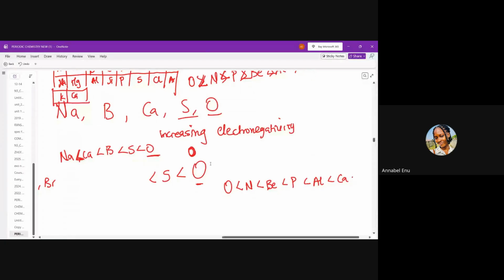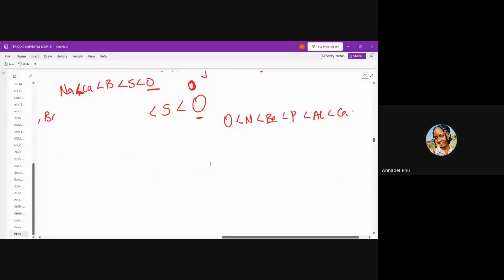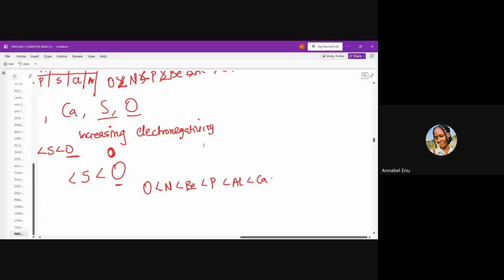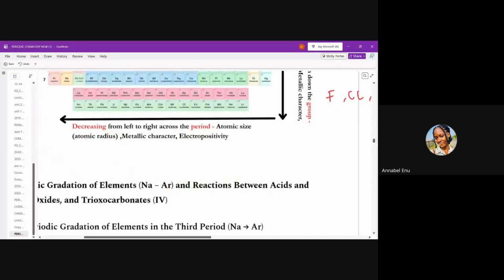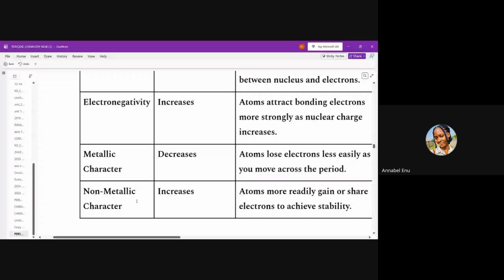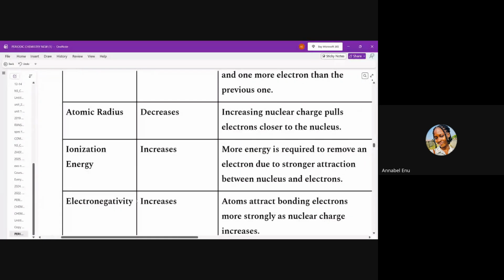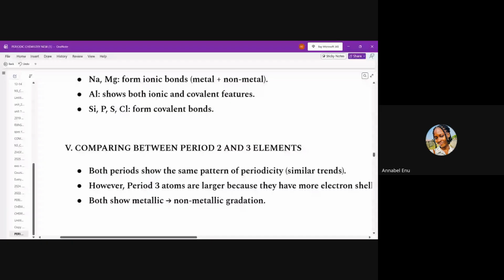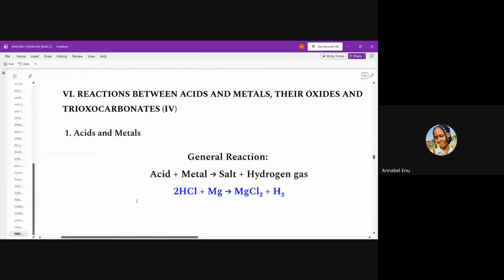Can you all see my screen? Okay, so this will now be the trend in terms of atomic size. Now let us move on to the next thing we have, which is some reactions of metals.